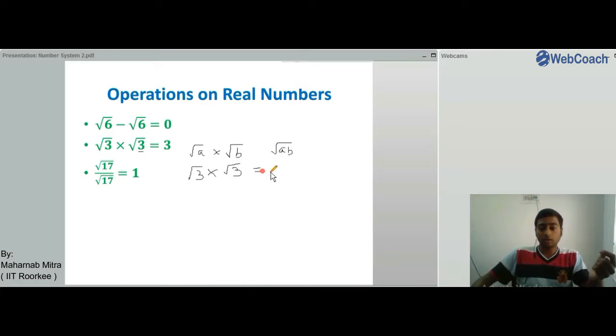Now here A and B are both the same number, so here we should get 9. Now what is the square root of 9? The square root of 9 is the number 3 itself. This is how we get the number 3 from the multiplication of two irrational numbers. We are using the same rules which we had learnt.